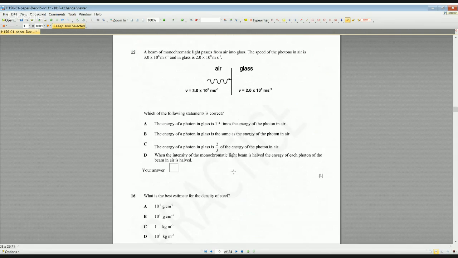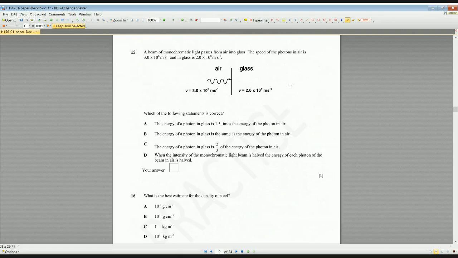We have a beam of monochromatic light passing from air to glass. The speed of the photons is 3 times 10 to the 8 in the air and 2 times 10 to the 8 in glass. So which of these is correct? The energy of a photon in the glass is 1.5 times the energy of the photon in the air.